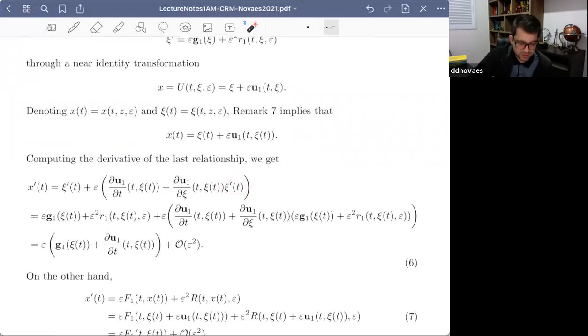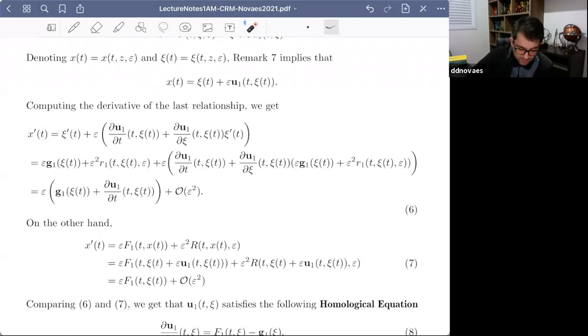I'm not going to read all of that, but after substituting the expression for the derivative of kc, what I'm doing now is collecting the coefficients of epsilon. So this is equal to epsilon multiplied by g1(c(t)) plus the derivative of u1 with respect to the first variable evaluated at (t, c(t)). We have several other terms here, but all of them have powers of epsilon squared or higher. So this is the derivative of x on one hand.